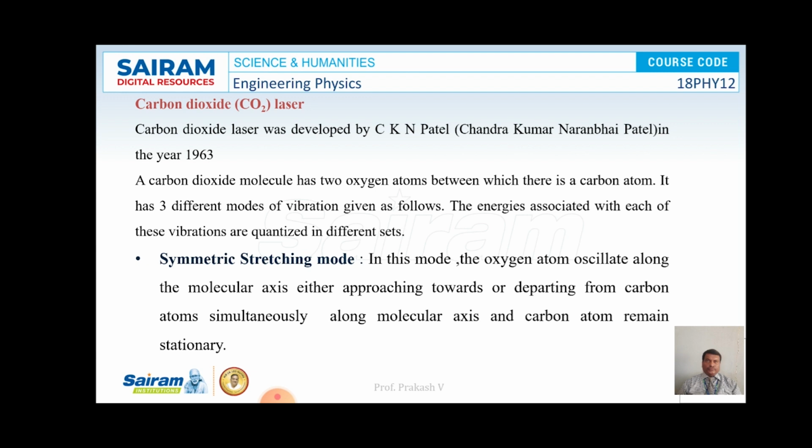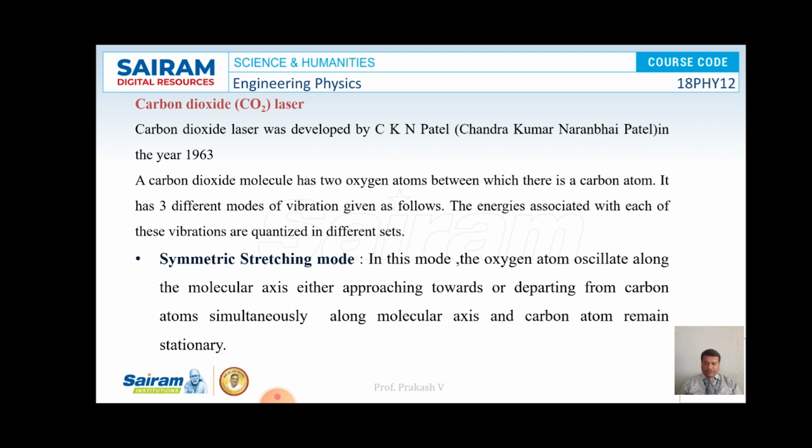Now, carbon dioxide laser or CO2 laser. So here we are going to consider the principle, construction and working of CO2 laser. Before going to principle, construction and working, first we have to concentrate on the different modes of CO2 molecule.